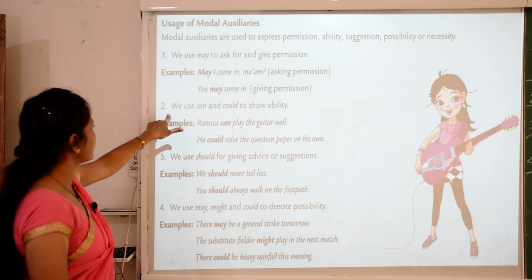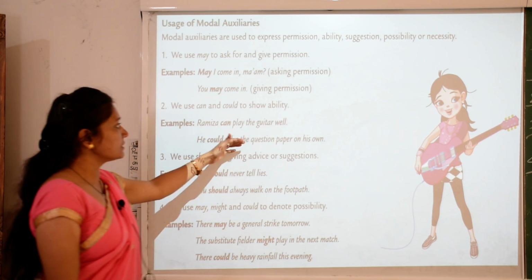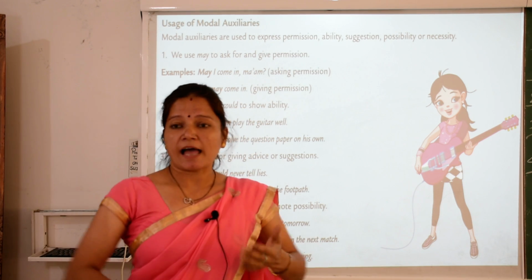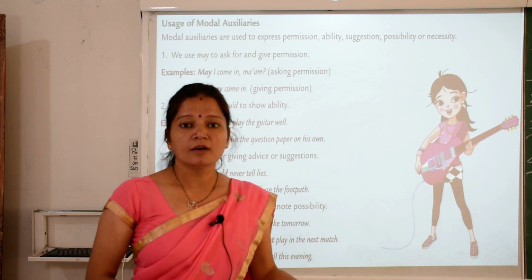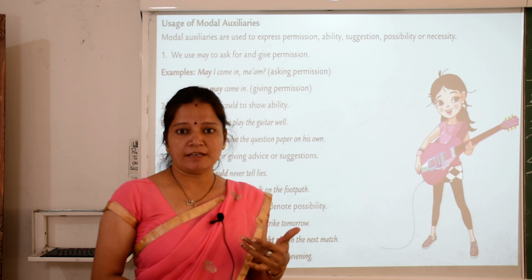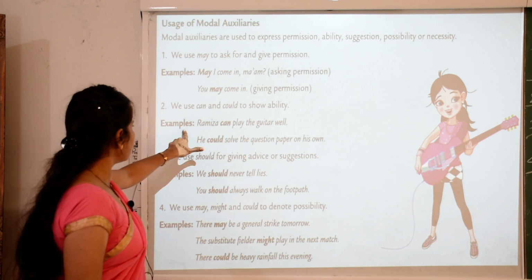Now let's read the next sentence. We use can and could to show ability. Many times we say I can do this. I can fly, I can write, I can run. So to show ability we always use can and could. So let's see the example.